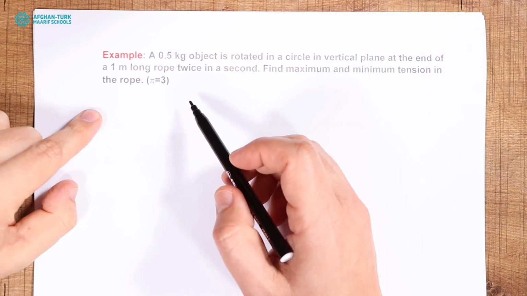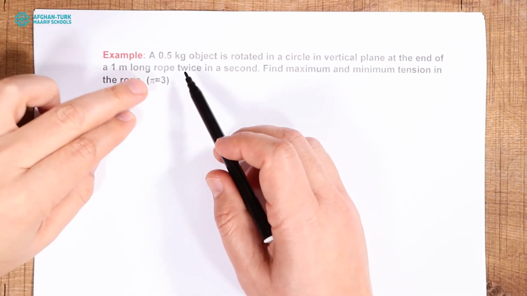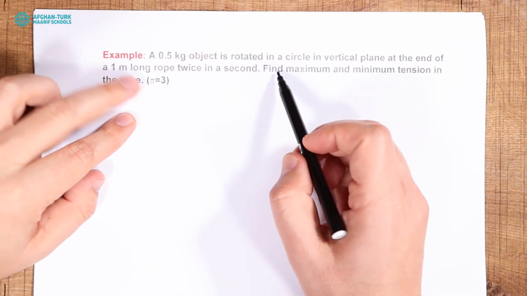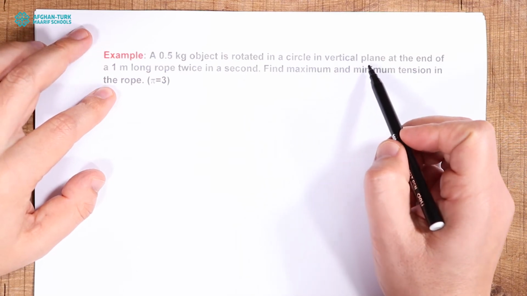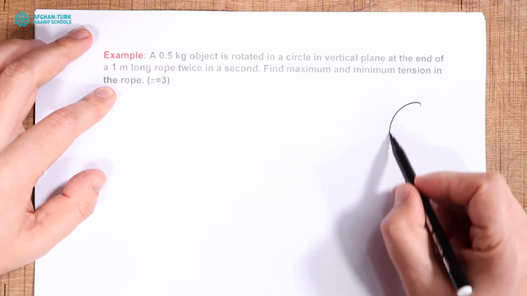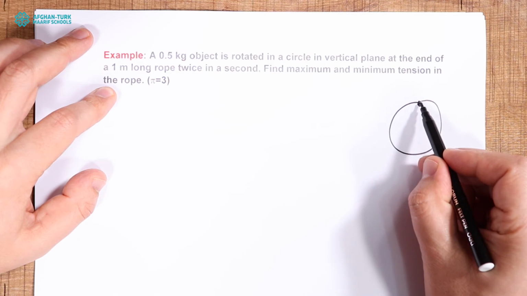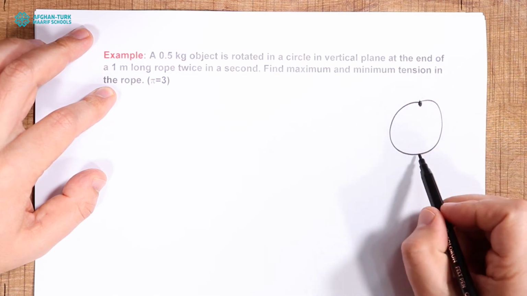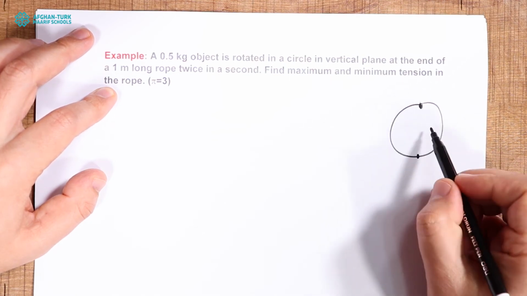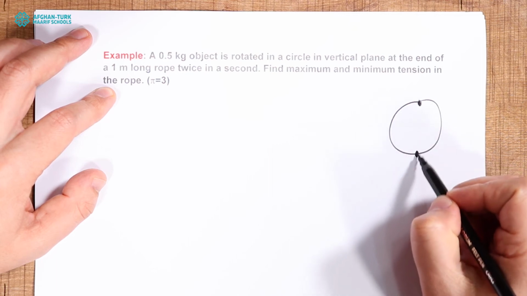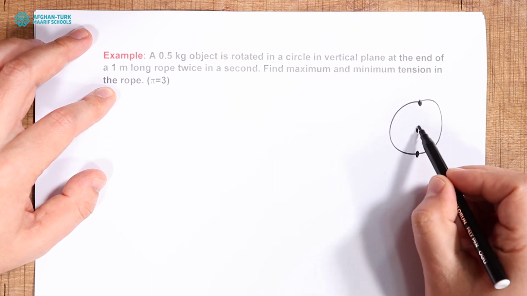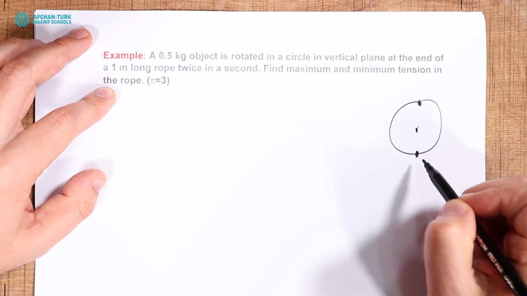Okay, let's see this example. They ask: a 0.5 kilogram object is rotated in a circle in a vertical plane, meaning the position of the object is vertical, sometimes in the upward direction, sometimes downward. They want us to find the tension force in this position and this position.